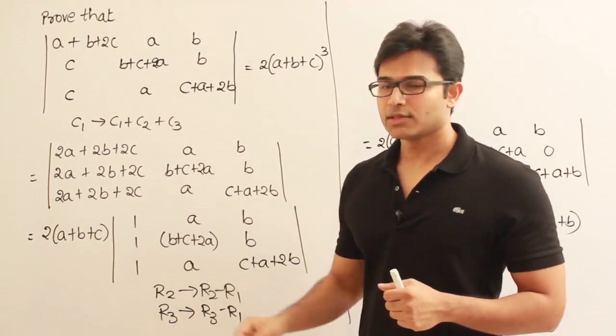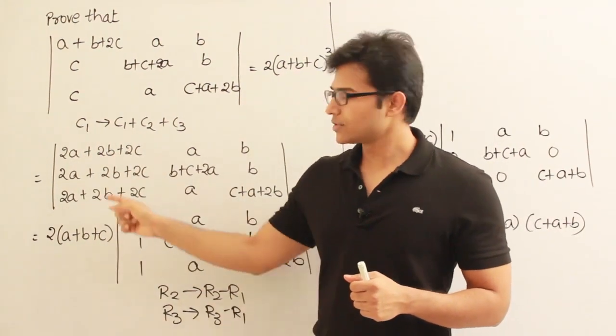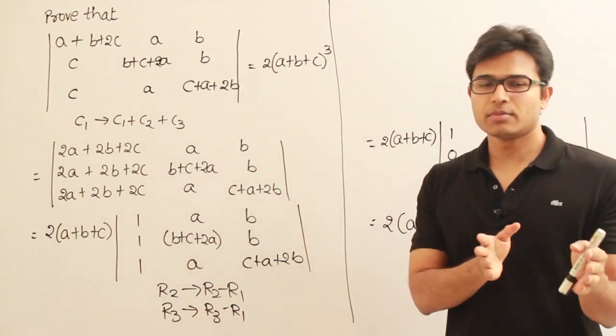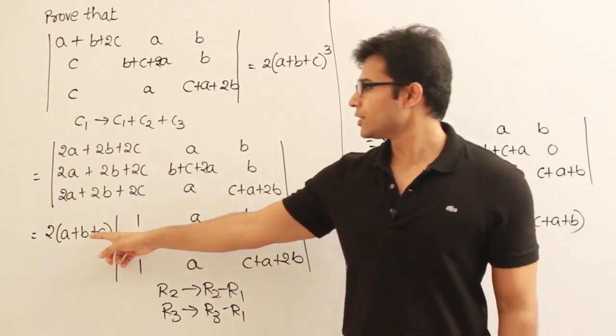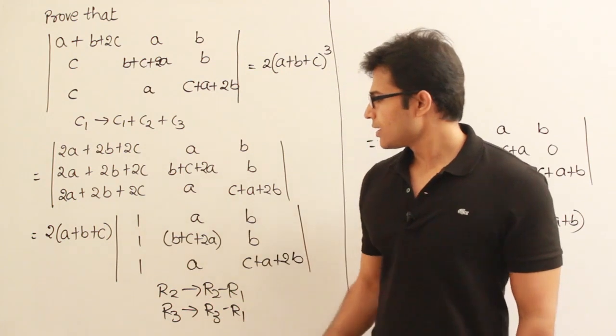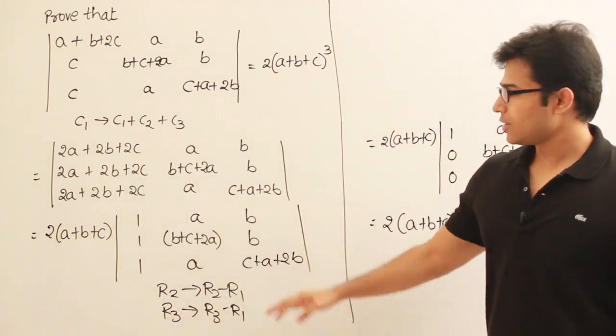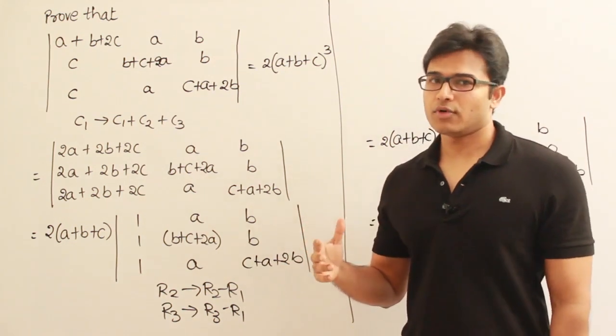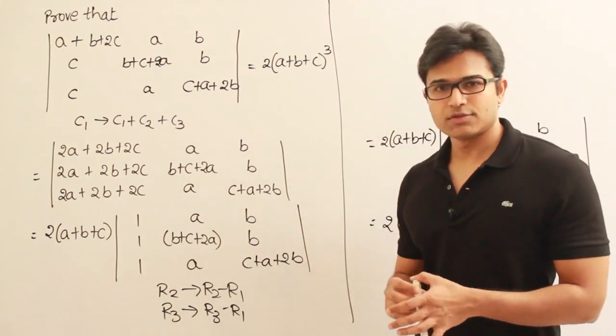Now, after doing this, you can pull this one as common. Since all the elements of a column are the same, we can pull that one out and replace it with 1. So I have pulled it out and then replaced it as 1, and then I got this one. Now if you observe it, it is very easy to make most of the elements of the determinant 0.